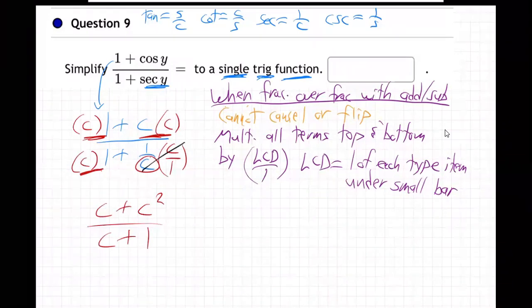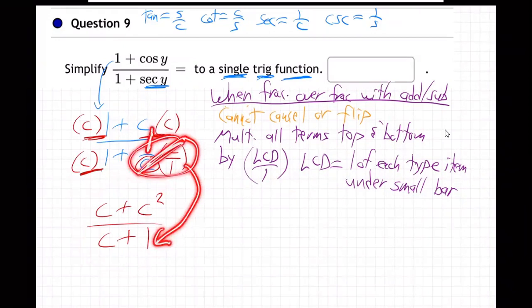Much nicer now. It's not fractions over fractions anymore. It's just a regular fraction. Do you have to keep the 1 there, or doesn't all that just cancel out? Yeah, this right here becomes a 1, because the c's cancel, but we're left with 1 over 1, which is just 1.